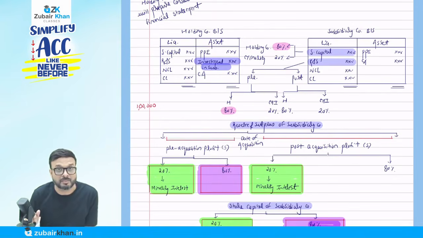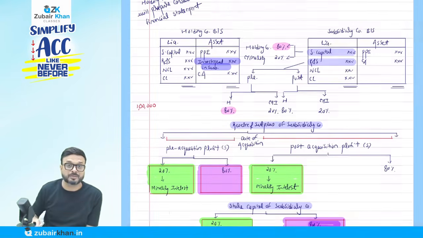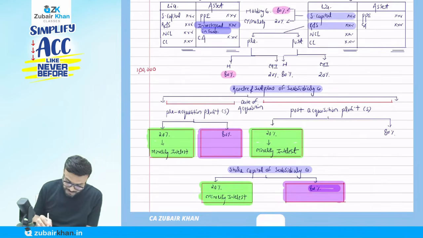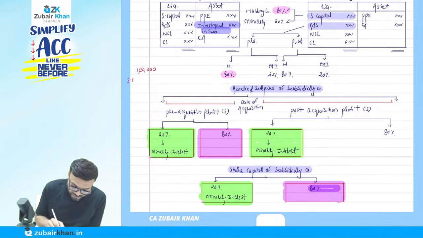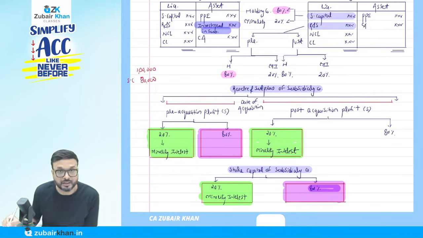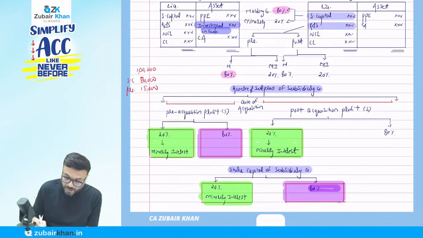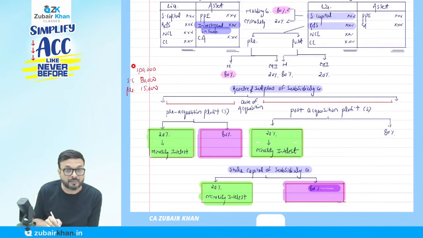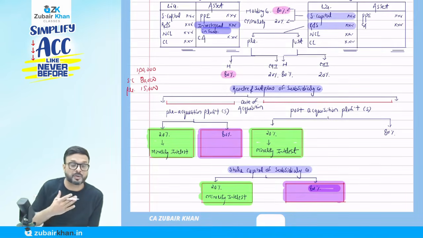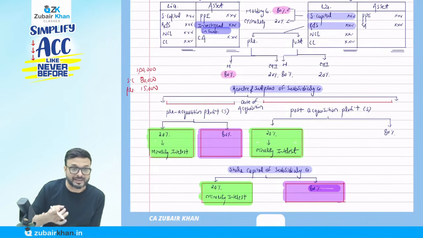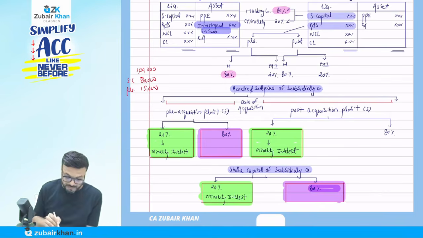What are they giving me in return? They are giving me share capital. Suppose the share capital belonging to me is 80,000, any amount I'm writing, and the pre-acquisition profit is coming to, let's say, 15,000 hypothetically. So the amount I invested in the subsidiary company is 1 lakh. In return, the share capital belonging to me is 80,000, and the profit that existed on the date of acquisition belonging to me is 15,000.